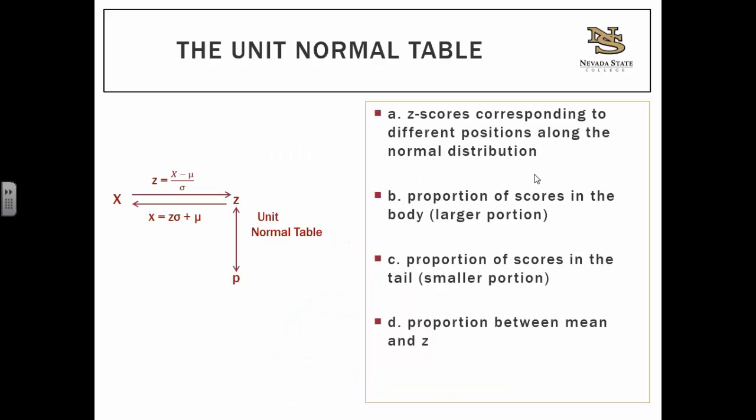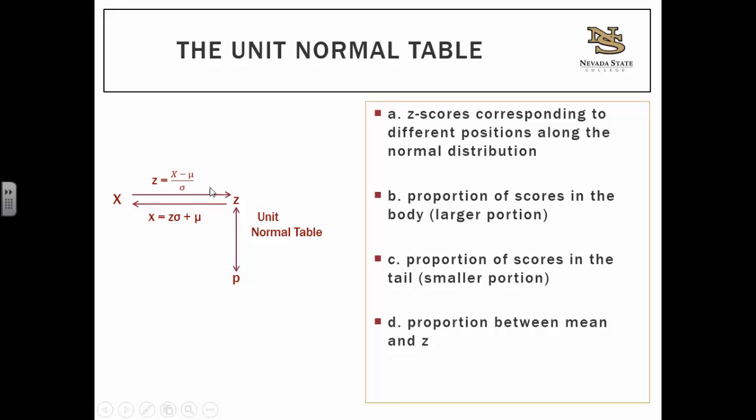So the unit normal table, remember I mentioned you can find probabilities associated with a specific x value or range of x values, and you can find x values associated with specific probabilities. So you can either start out with an x value, calculate the z-score, and then find the probability of interest in the unit normal table, or you can start off with the probability of interest, like what score is at the 90th percentile, for instance. So that would be p equals 0.90 in the body. So you would take that probability, find that probability of 0.90 in the body, locate the z-score, and then use that z-score to calculate x.